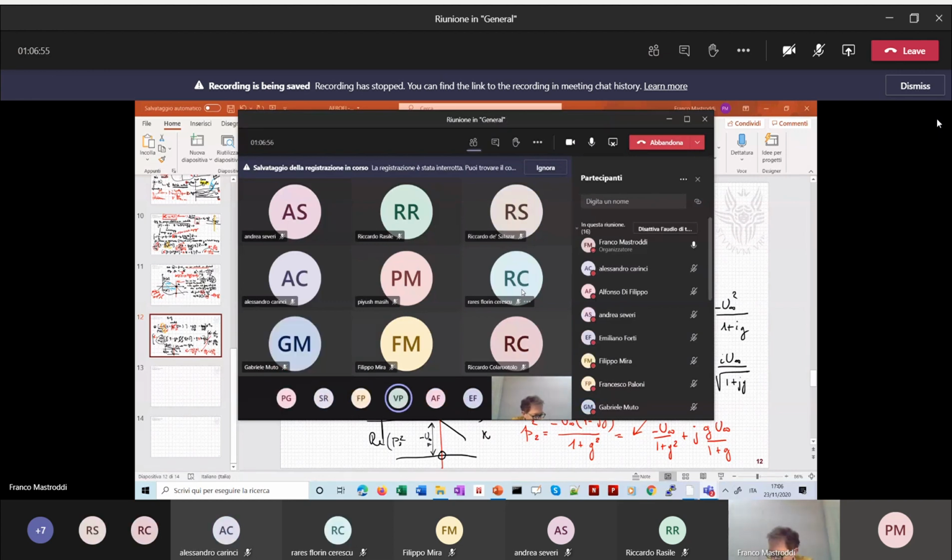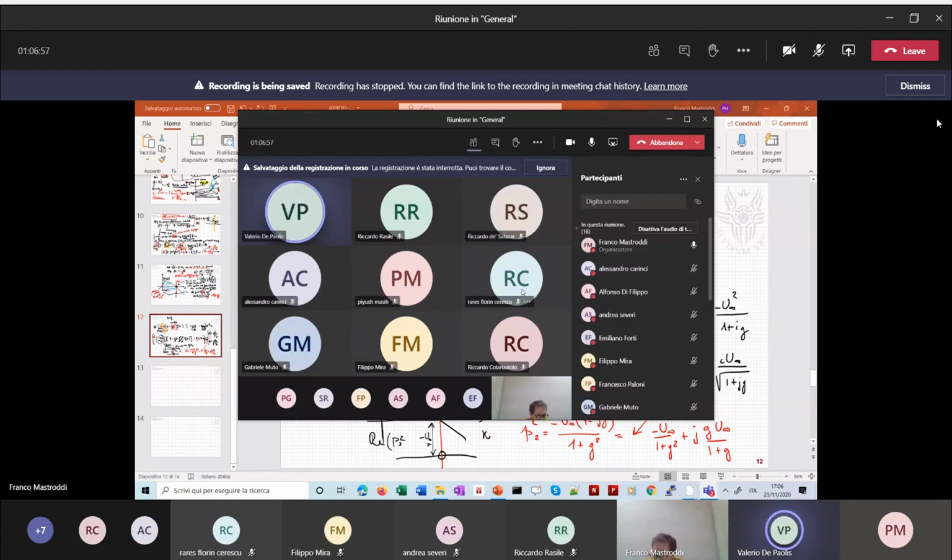Sorry, Professor. What kind of error do we have between the K method and the PK method in evaluating the flutter condition?